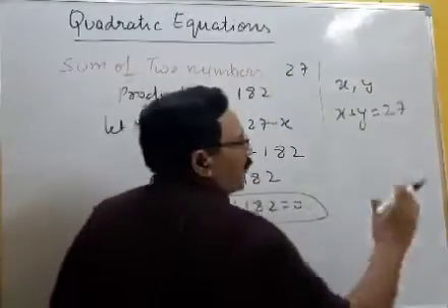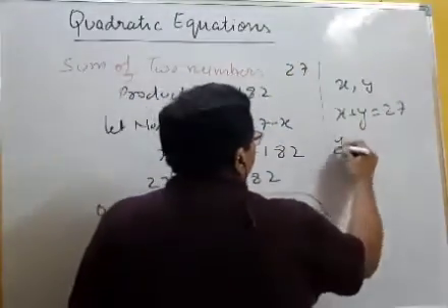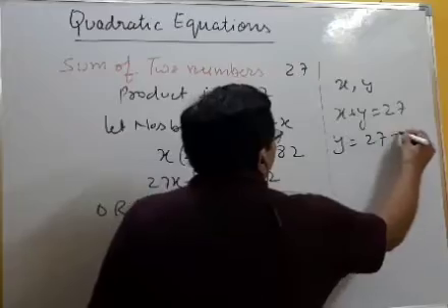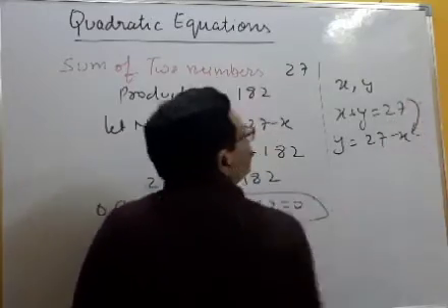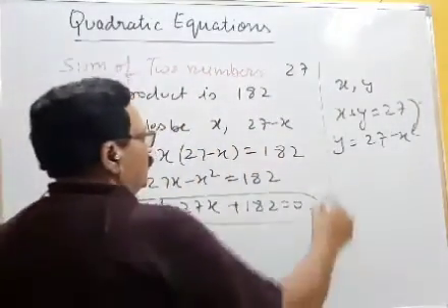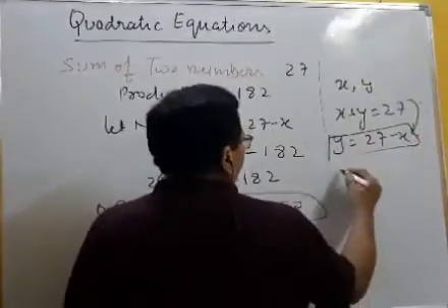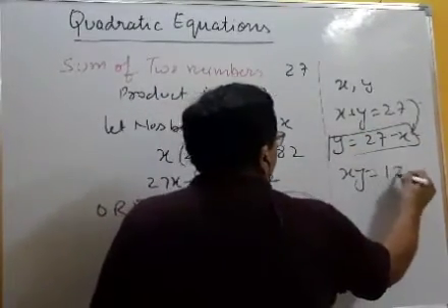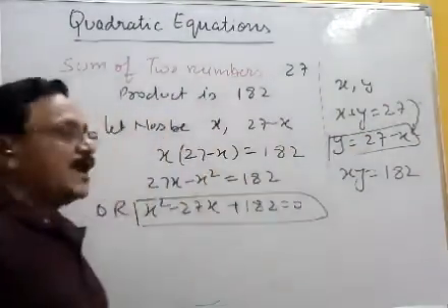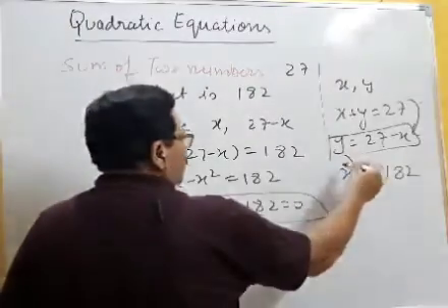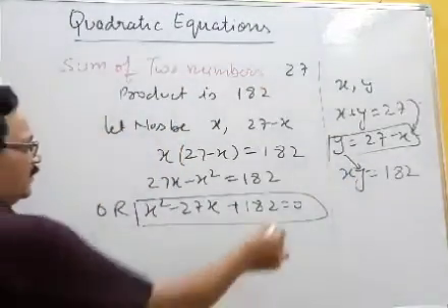Now you are doing it according to your two variable equations. So you take the value of y as 27 minus x from this, so this is equation number 1. Now what is the product? xy equals 182. Now you substitute the value of y here, then you get the same equation.